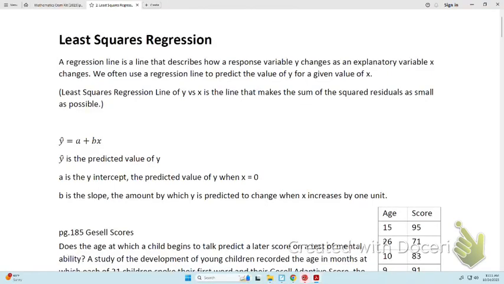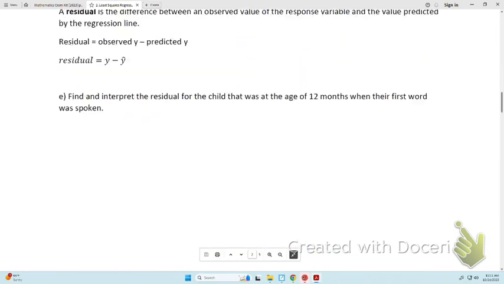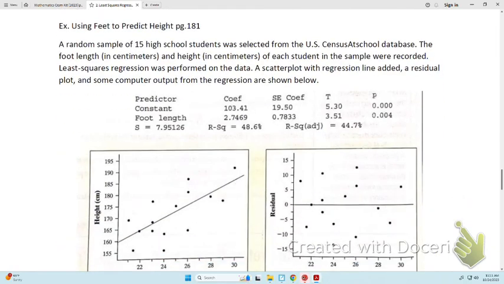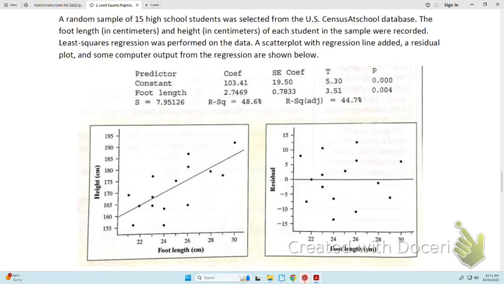In stats, we wrapped up chapter 3 by looking at 2 different examples. So it's all the way in the back of your handout. And in this one, they're using foot length to predict height. You can see that in the scatter plot there, with foot as the x and height as the y. And then on the right graph, you see we have a residual plot.